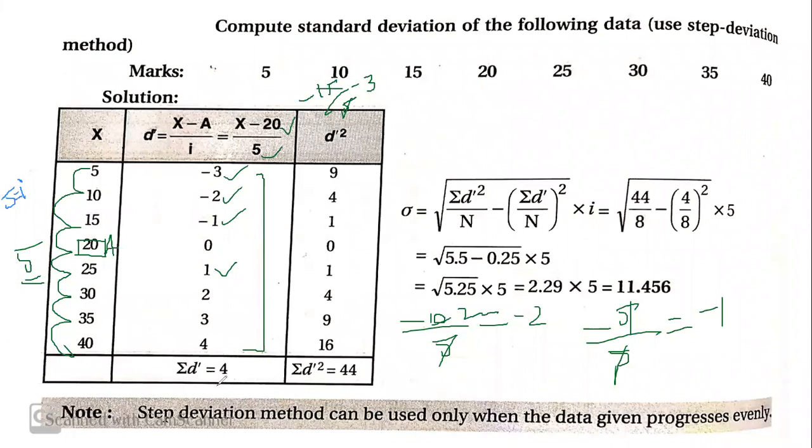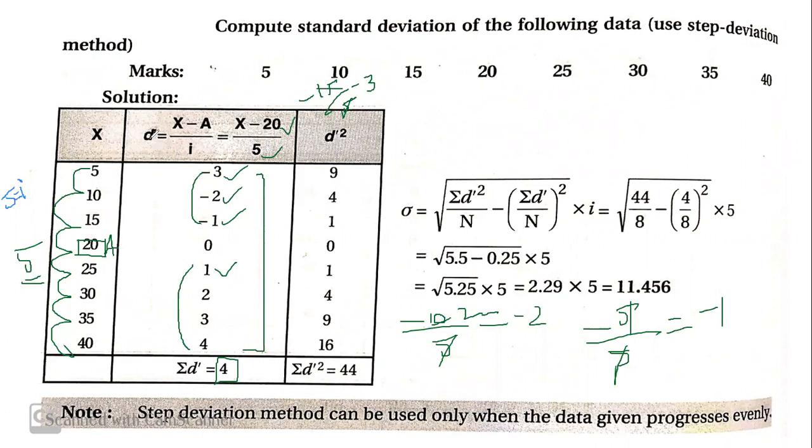When you add up all these numbers, you get 4. Why do you get 4 here? Because you have both negative and positive values. When you add everything up, you get the answer 4 for sigma D dash. Now, after finding D dash, the next step is to find D dash square.